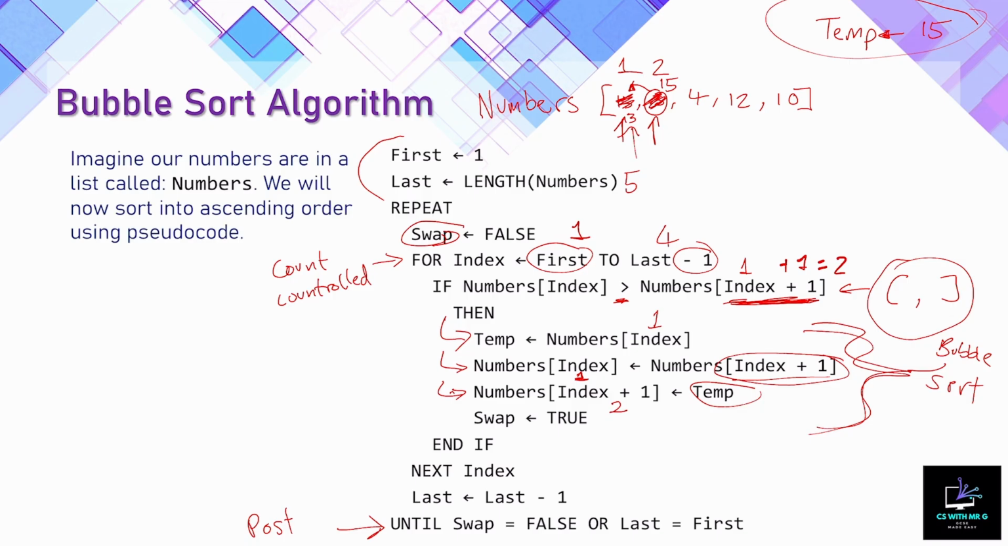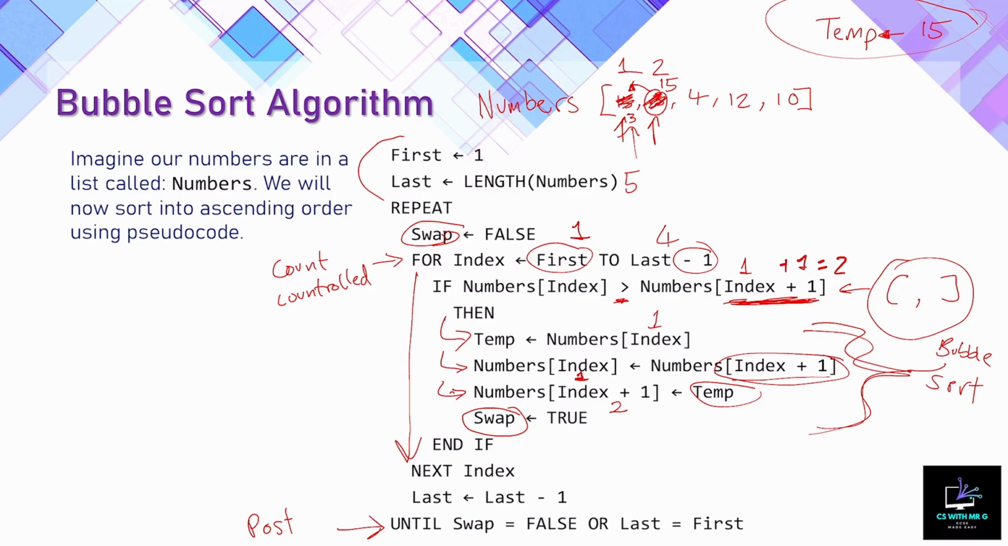So then what we finally do here, the swap variable from the beginning, which we set to false, we then change that to true. Okay, so it's now become true because we've swapped a number in this loop. Okay, within this for loop, we swapped a number. So we had to make a note of that, and I'll explain why in a little while. We end the if and we go to the next index.